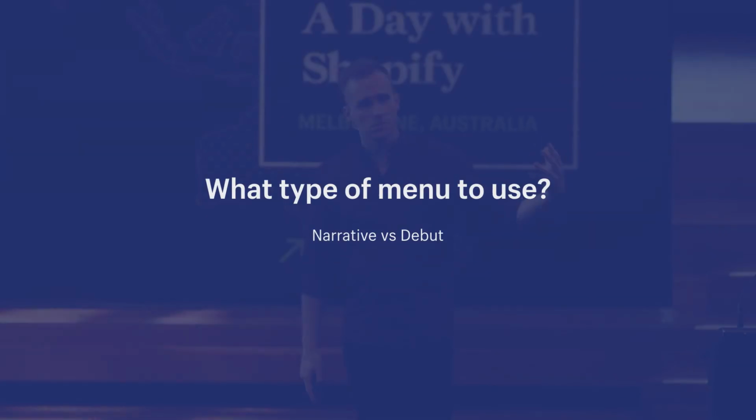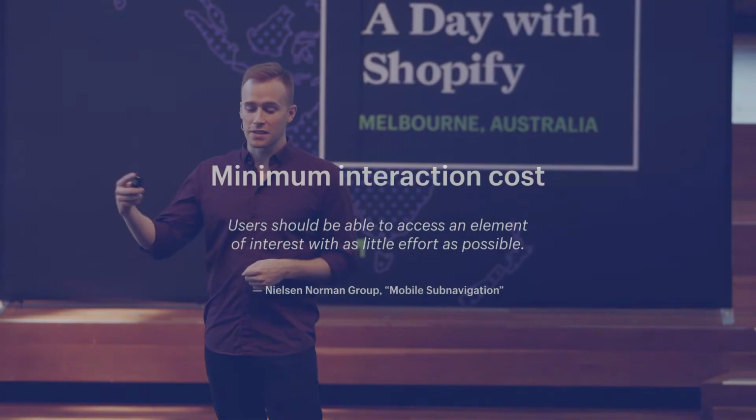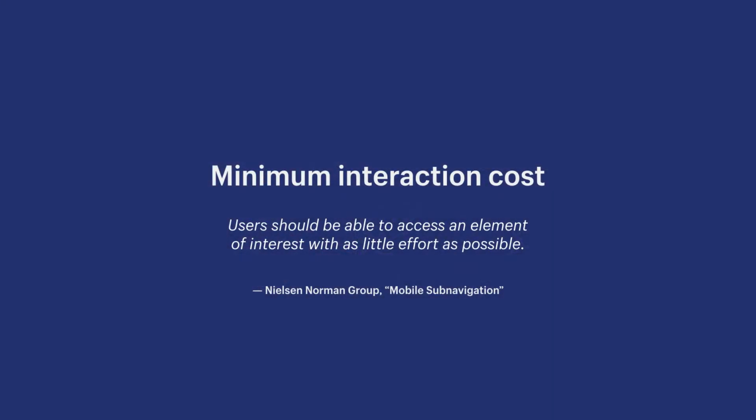This is something Guillaume has talked about a couple of times already, but we're going to keep referring to this idea of minimum interaction costs, that a user should get to the element of interest with as little effort as possible. This means as few taps, as little scrolling, and zero page reloads if you can do it. Another aspect of interaction costs is cognitive load. It should not be difficult to understand what you can do and what's possible.